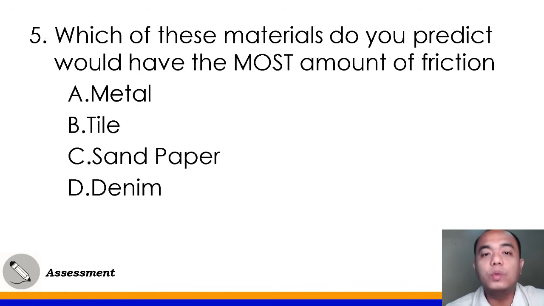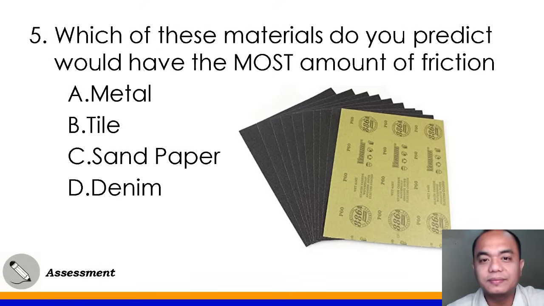Number 5. Which of these materials do you predict would have the most amount of friction? A. Metal, B. Tile, C. Sandpaper, or letter D. Denim. What do you think? So let me give you a hint. This one. What do you call this one? Yes, that's sandpaper. Among all these given materials, the most amount of friction is in the use of sandpaper.